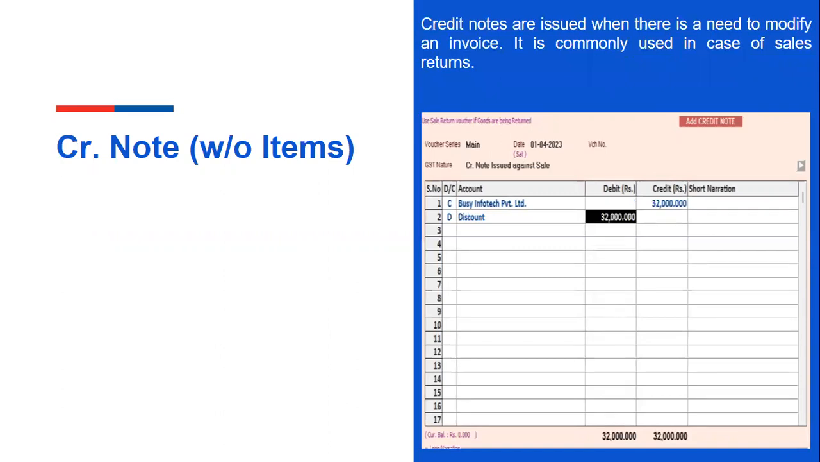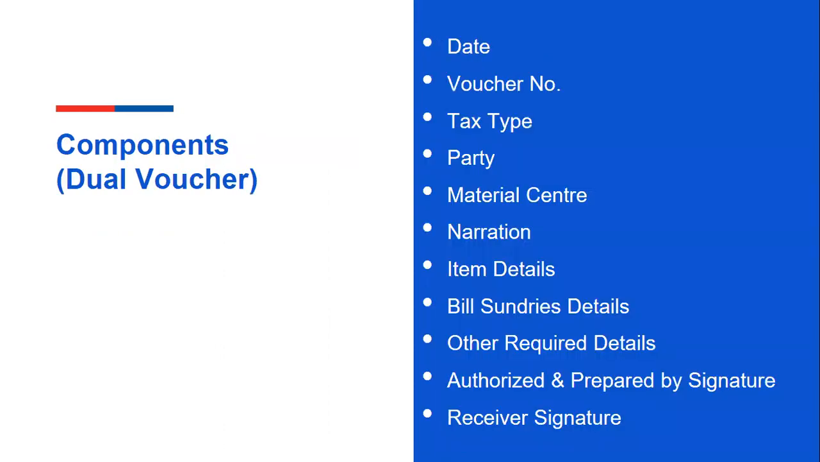So credit notes are issued when there is a need to modify an invoice. It is commonly used in case of sales return. So if you want to record a sales return transaction without item, then you can record it in this voucher, credit note. So these are the accounting vouchers.